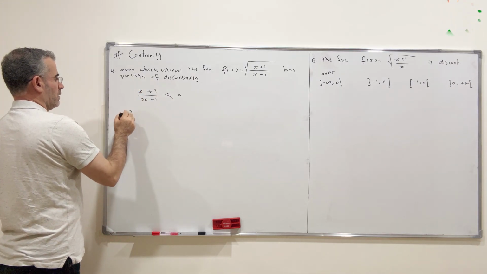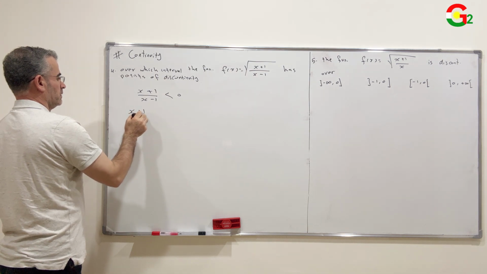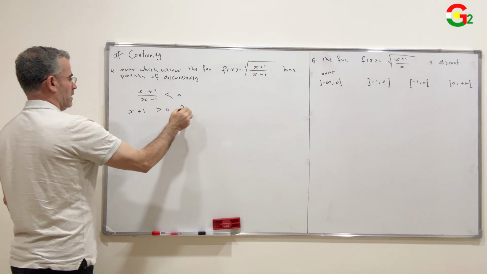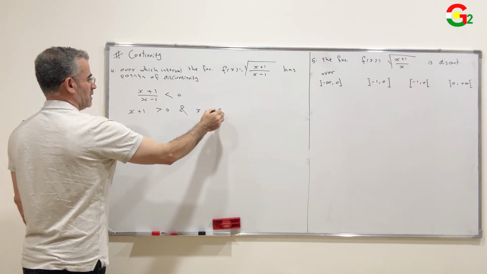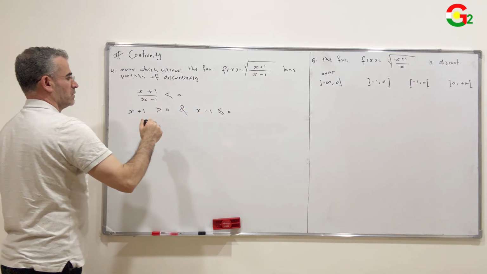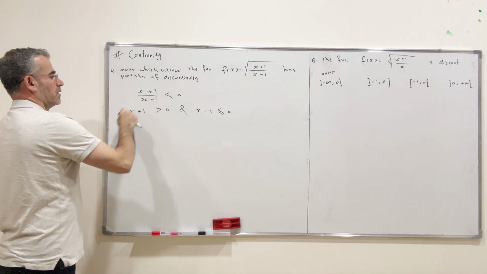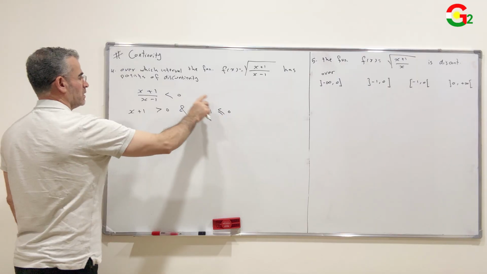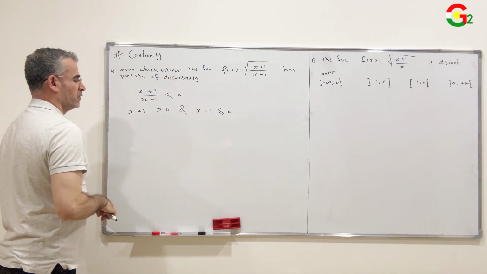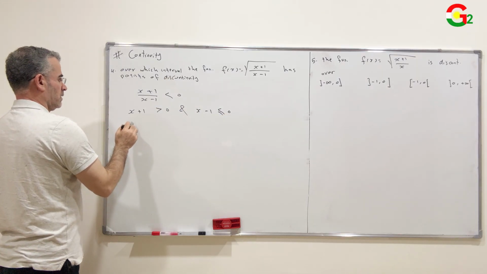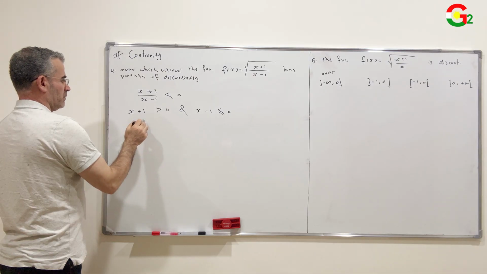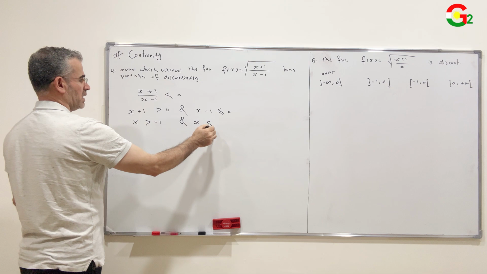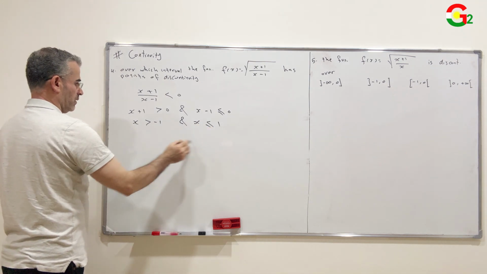Therefore, x + 1 > 0 and x - 1 ≤ 0. Also, because the denominator should not be 0, then 1 is a discontinuous point for this function. Let me solve this case: x > -1 and x ≤ 1.